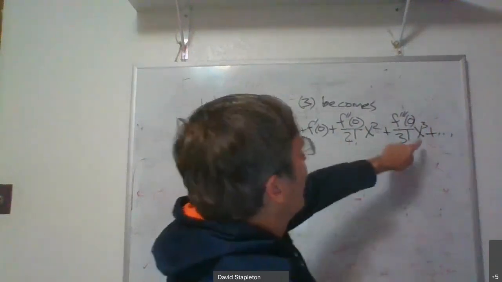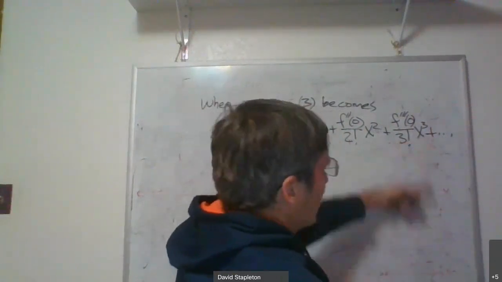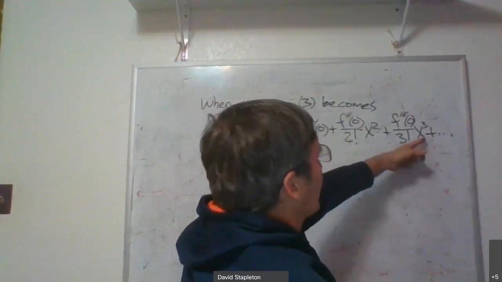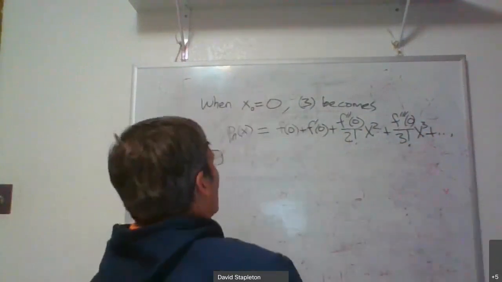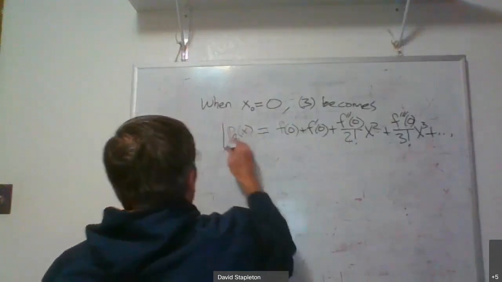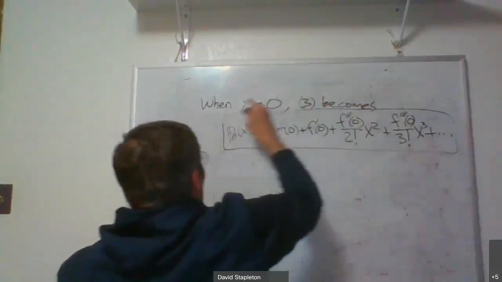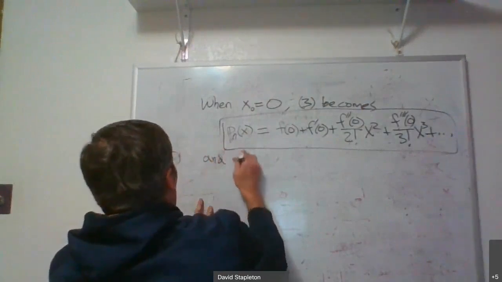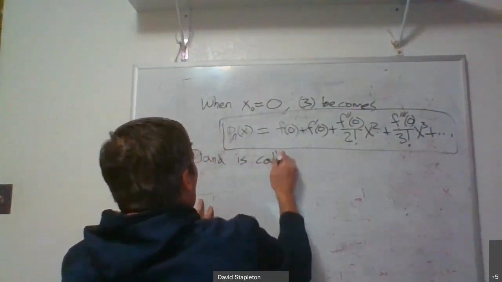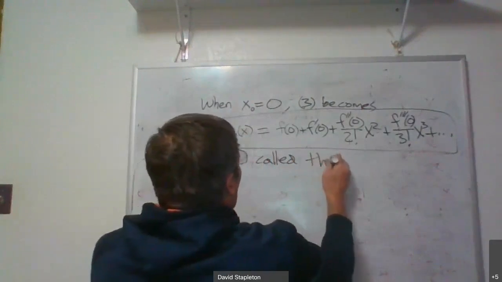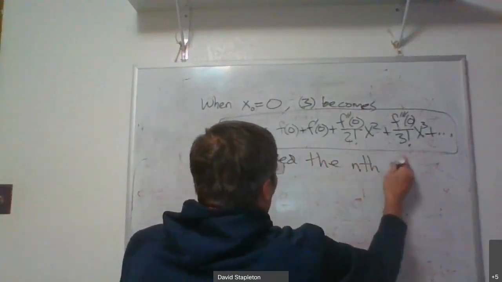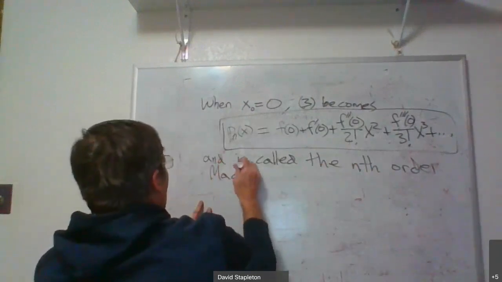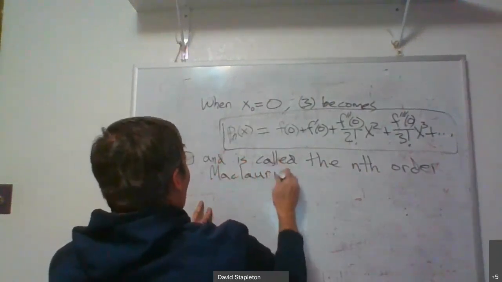And believe me, when you have x minus a number to the cube, it becomes a mess, just like in the last one. We start taking x minus a number to the 10th power, right? It's just all over the place. So this one you don't have to multiply out. And this is an nth order Maclaurin polynomial, named after a mathematician.